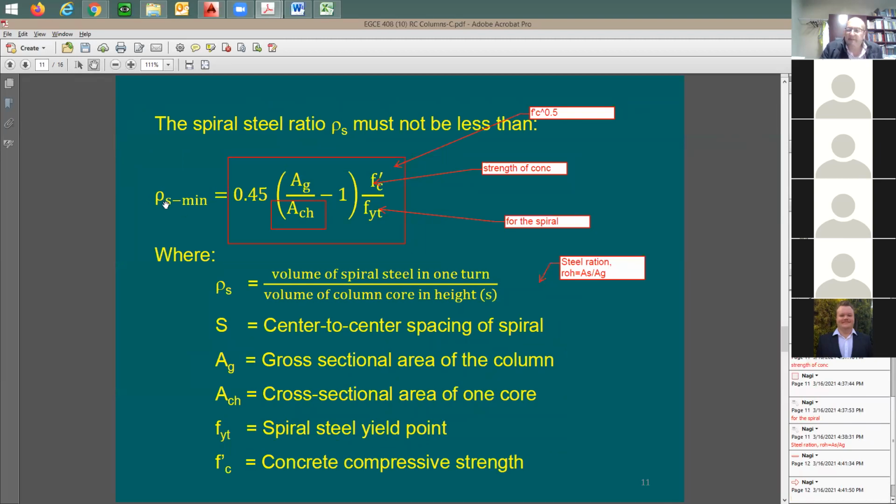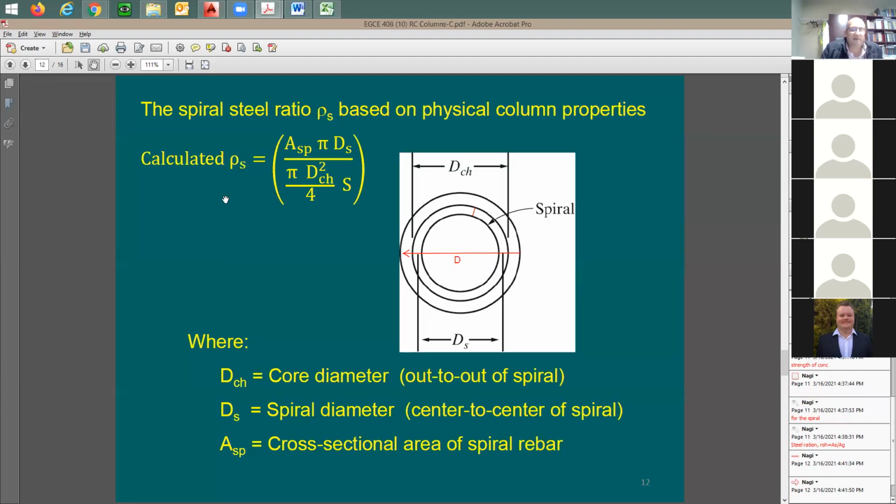As I said, we're going to be taking the volume of one slice of the column and the volume of spiral within that slice. This is going to be the volume of the spiral. It's going to be equal to the cross-section area of the spiral multiplied by pi ds, which gives you the length, meaning the perimeter. Pi ds is the perimeter times the cross-section area. This is the volume of the spiral in one round.